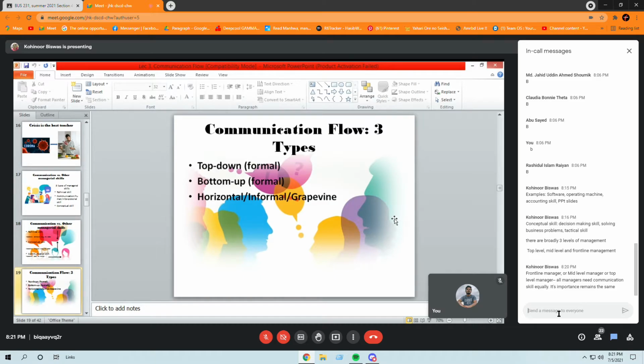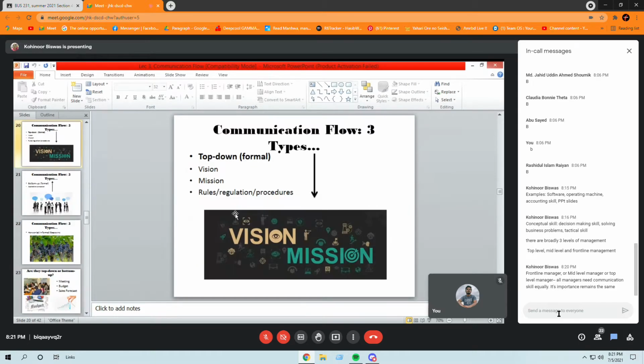Another topic, communication flow. Now we are talking about the three types of communication flow: top down, bottom up, and horizontal. That is also pretty simple. Let me explain top down. By the arrow and these examples you can understand what top down communication is about. Top management means the board and CEO. They will decide what the vision and mission or rules of an organization are, and then they will let other people at the mid level and front line level know.